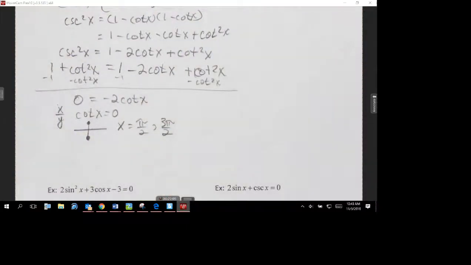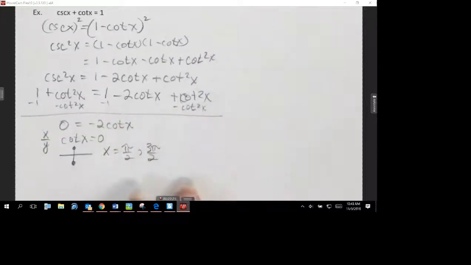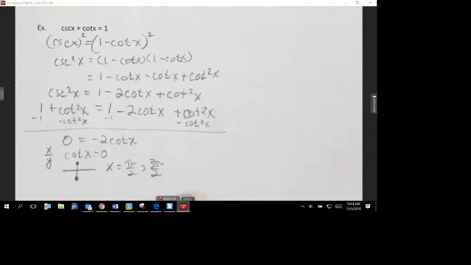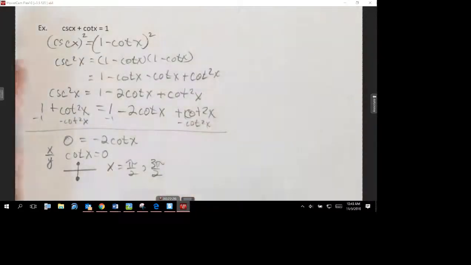So we are going to check this on Desmos, but I want to show you how to check it by hand, just in case you don't have Desmos for something. So let's check this one by hand. You want to check in the original equation, and there are 2 solutions, so we're going to check both of them.